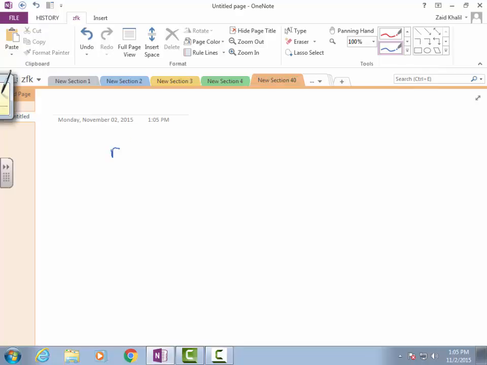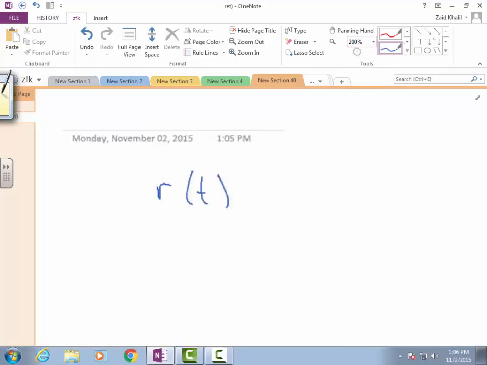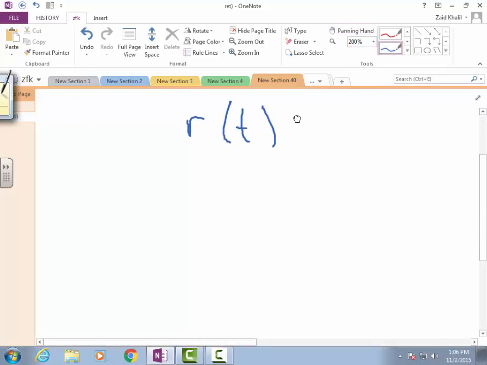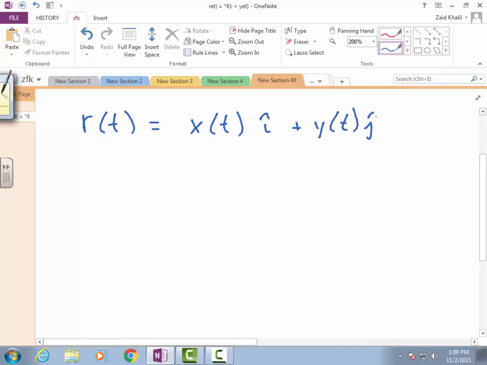Because we have that r of t, just got way too large, is equal to x of t i hat plus y of t j hat. So we can actually write this in terms of final and initial as well. We have it as a function of time in general. So r f is equal to x f i hat plus y f j hat. And similarly, r i is equal to x i i hat plus y i j hat.